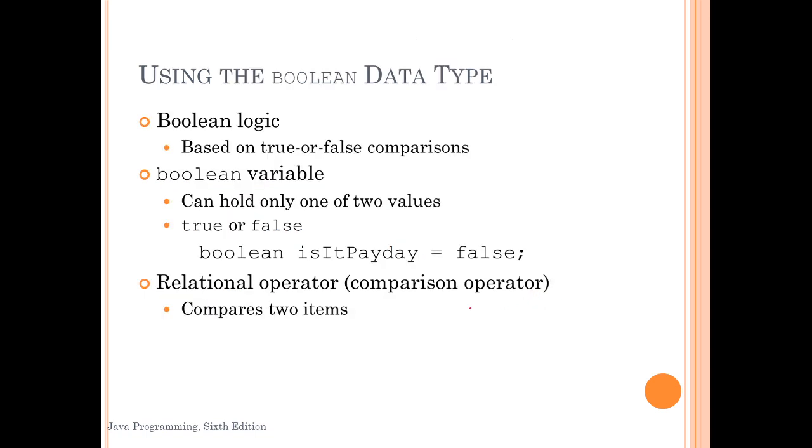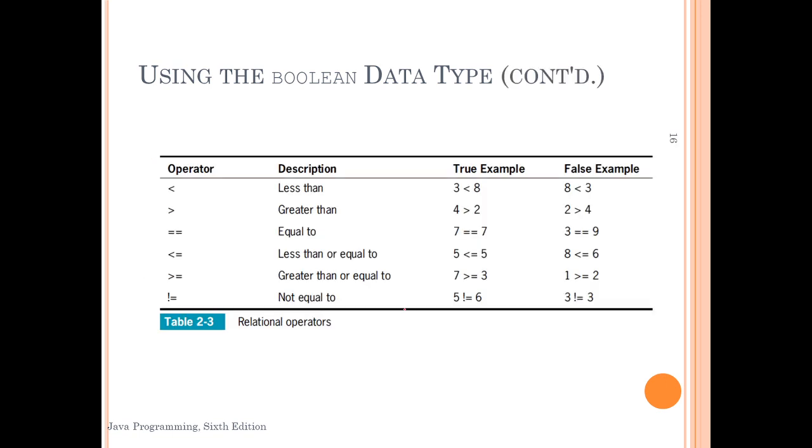Si boolean data type naman can hold either true or false. Pwede halimbawa boolean, tapos false or true. Usually ginagamit siya pag nag-compare ng dalawang items. We can also use these different operators. Ang tawag natin dito ay relational operator class.